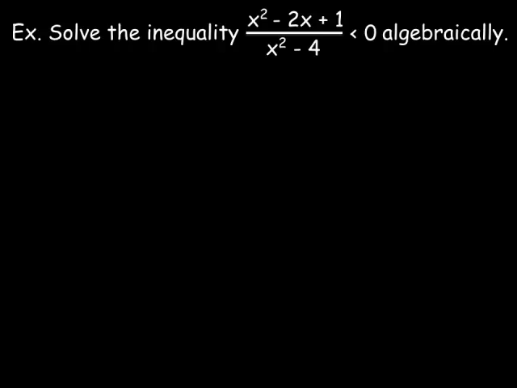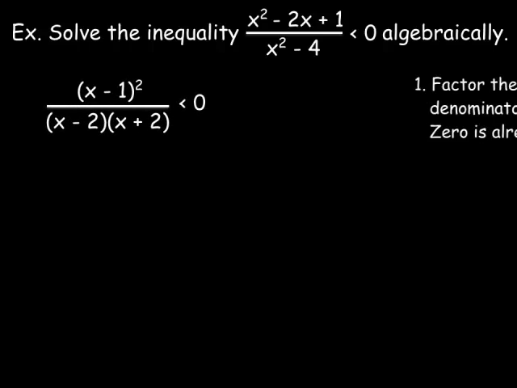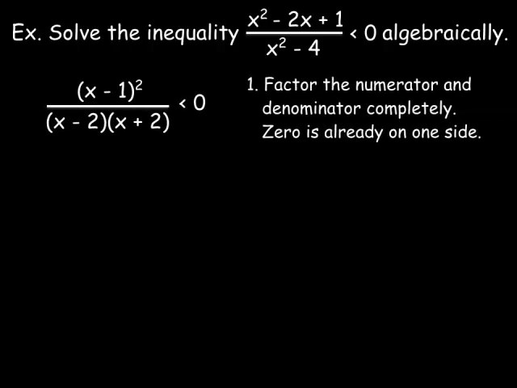Example, solve the inequality (x² − 2x + 1)/(x² − 4) < 0 algebraically. Step 1, factor the numerator and denominator completely. Note 0 is already on one side.